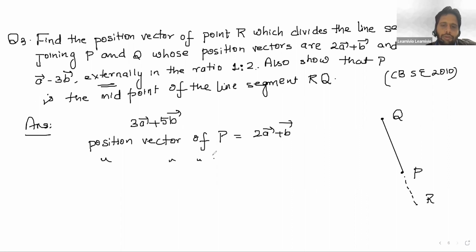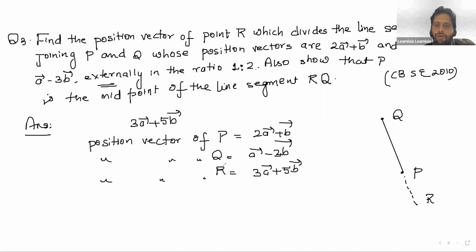Position vector of Q: A minus 3B. And the position vector of R you have already found. It is 3A plus 5B. Now they're saying prove that P is the midpoint of RQ. You have to show that P is the midpoint of RQ. So first of all, find the midpoint of RQ.